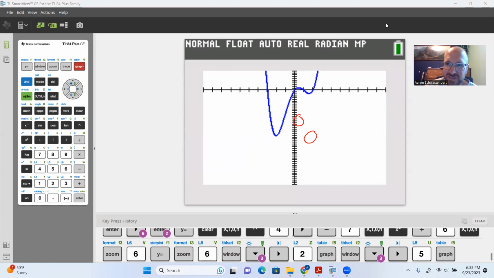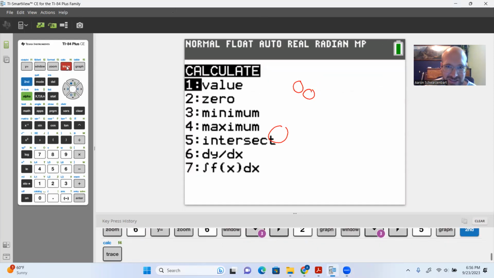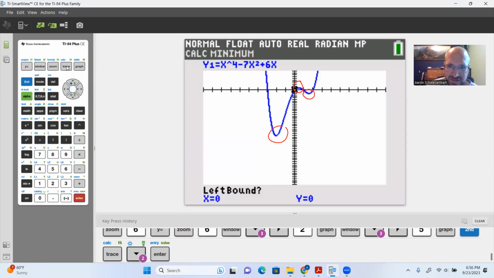Now, where I've got circled is all off because I changed my zoom, and that's fine. I can still see what I need here. I got a minimum here, a maximum here, and a minimum there. In order to find those, I'm going to go second calc or second trace, and I'm going to go to let's do the minimum first.